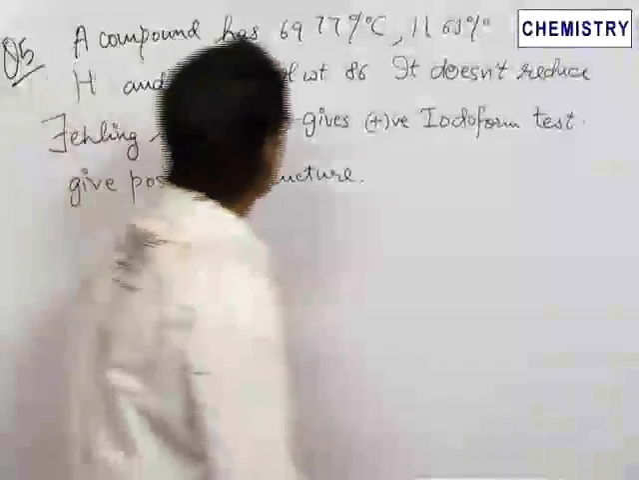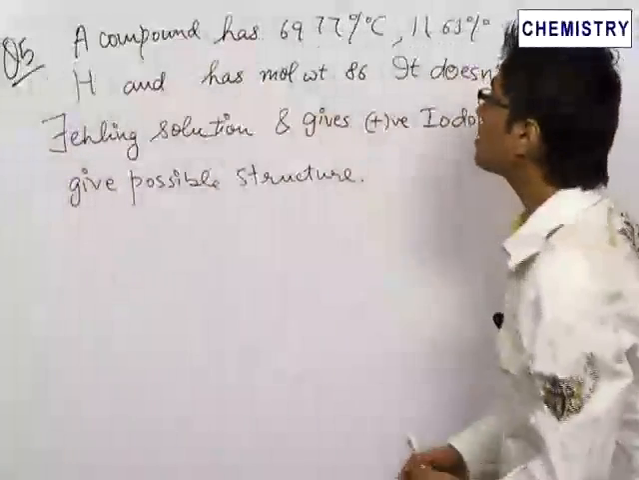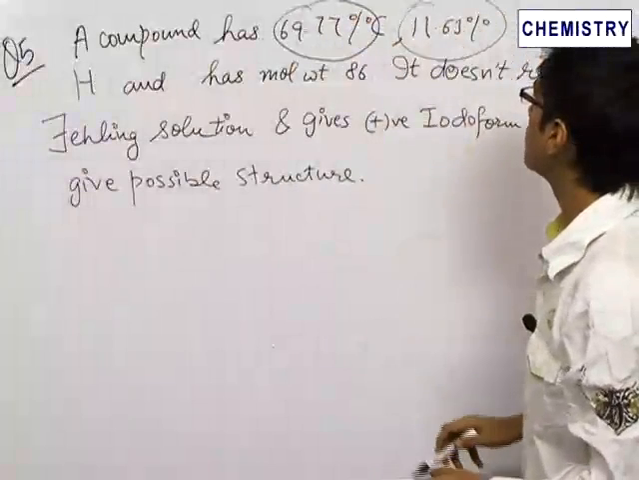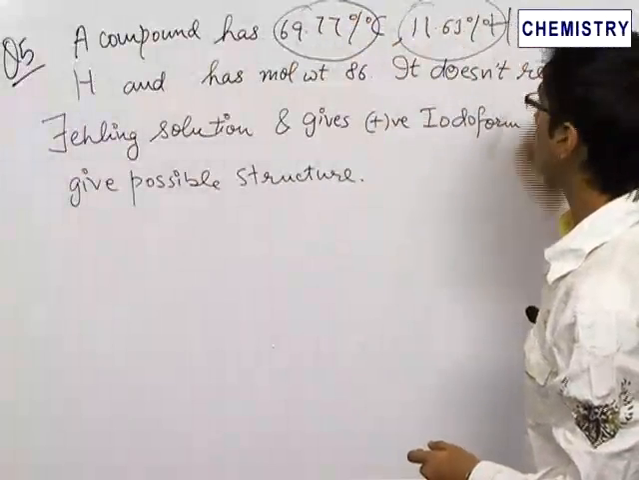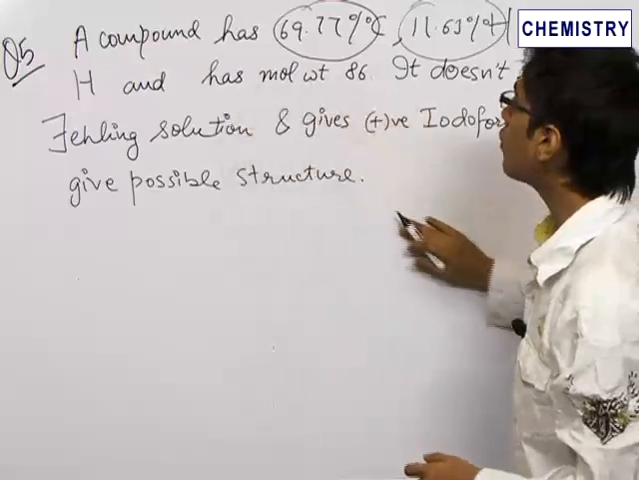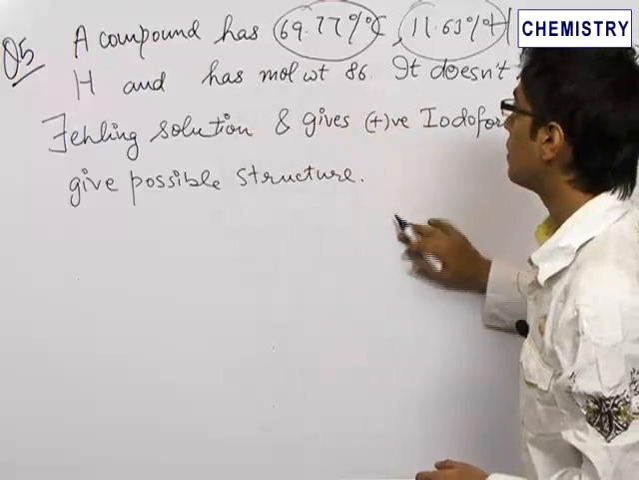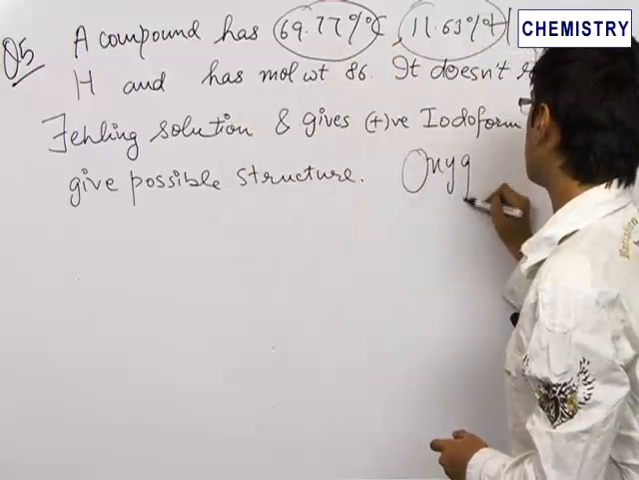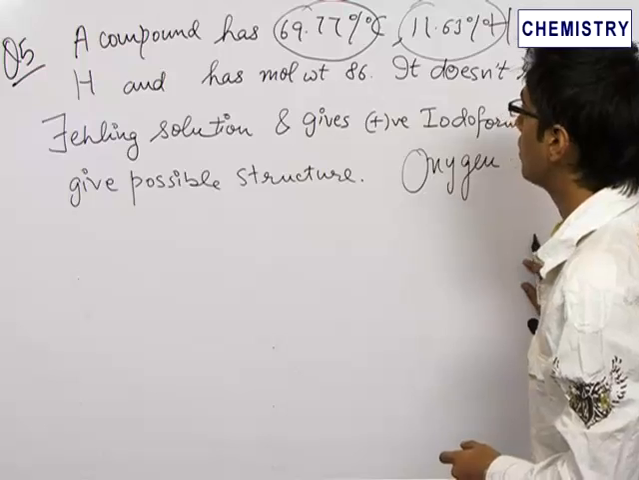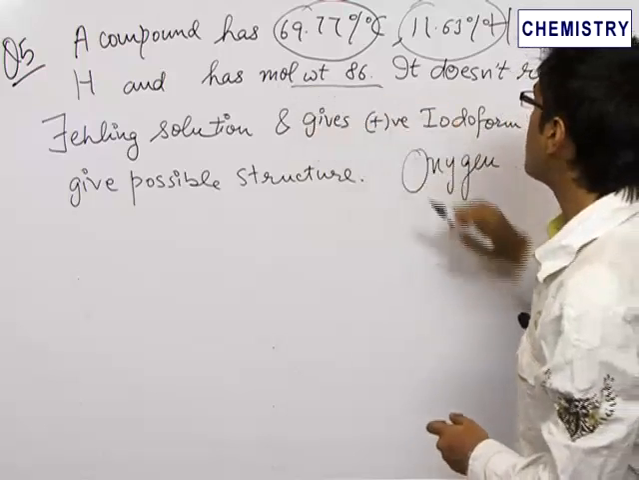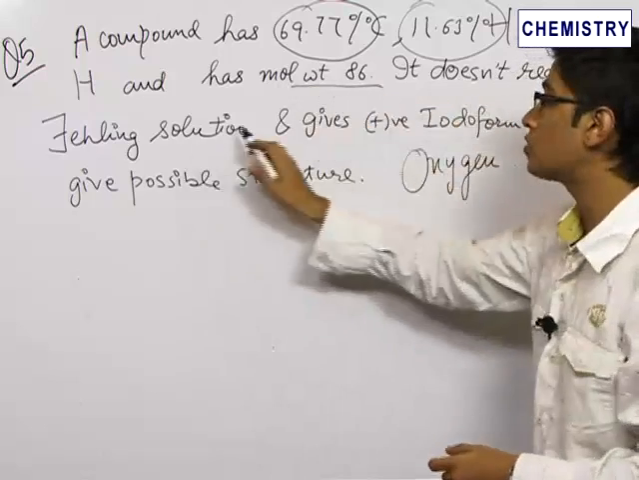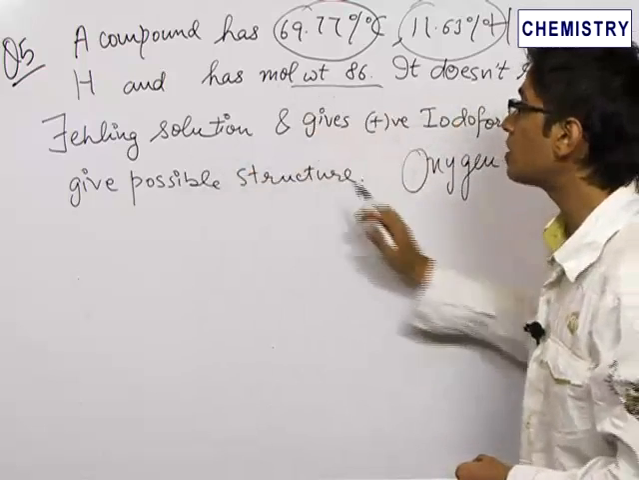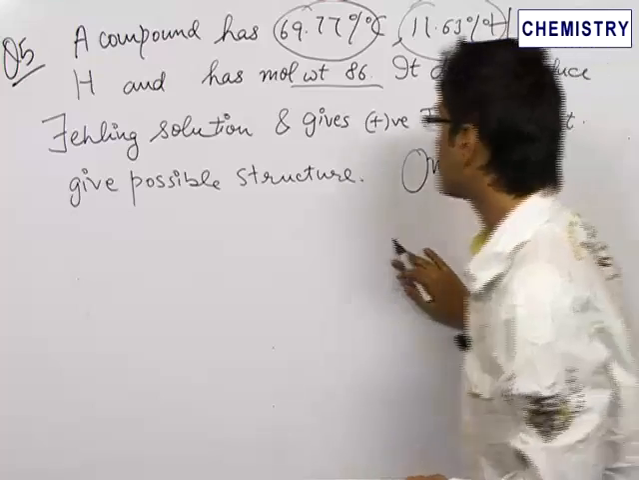In our next problem, we are given that there is an unknown compound which has 69.77% of carbon, 11.63% of hydrogen, and has a molecular weight of 86. The rest percentage is covered by oxygen. The molecular weight is 86. It doesn't reduce Fehling solution and it gives a positive iodoform test. We need to find the possible structure of this organic compound.